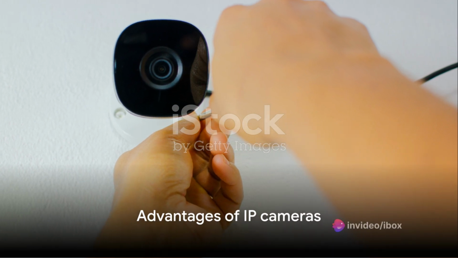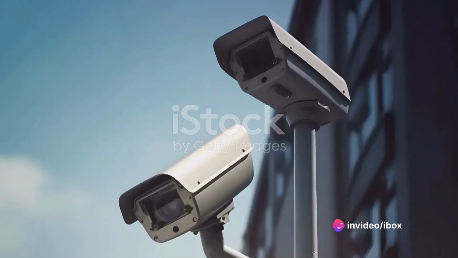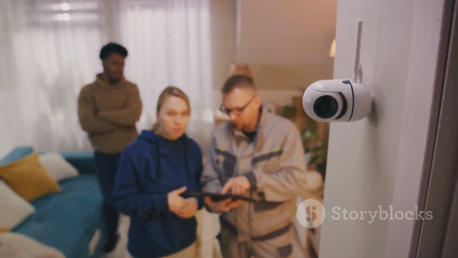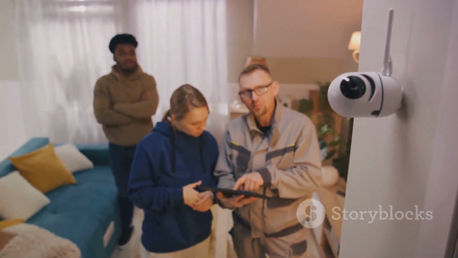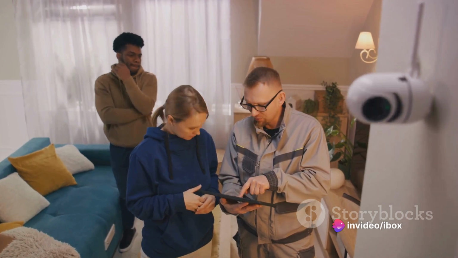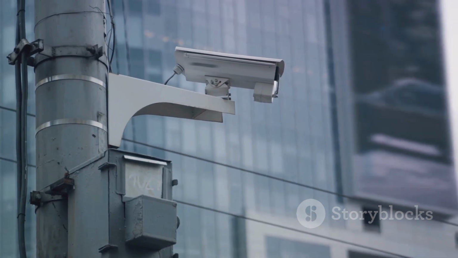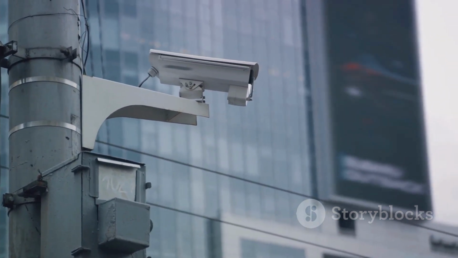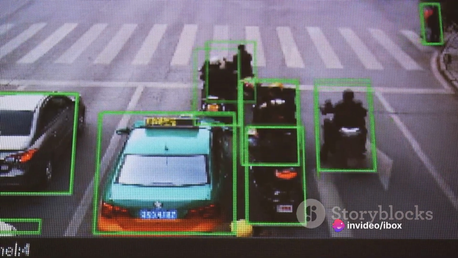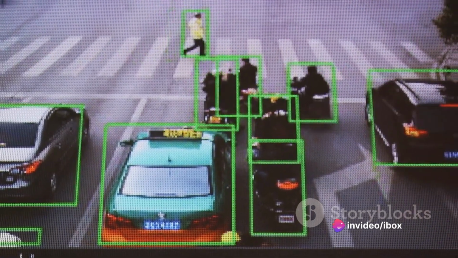Now let's explore the advantages of IP cameras. One of the most significant advantages of IP cameras is their superior image quality. With resolutions up to 20 times that of analog cameras, they offer crystal clear images that are perfect for identifying faces or license plates. Additionally, they have a broader field of view, meaning fewer cameras are needed to cover the same area. IP cameras also offer advanced video analytics such as object recognition and motion detection, making them a powerful tool for security and surveillance.